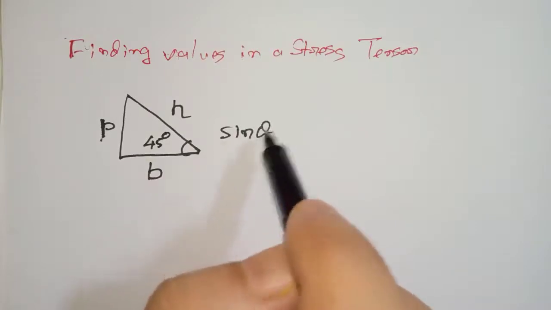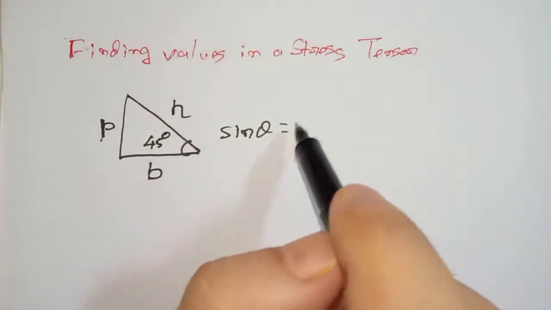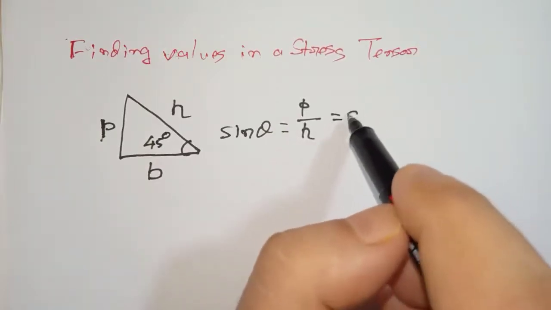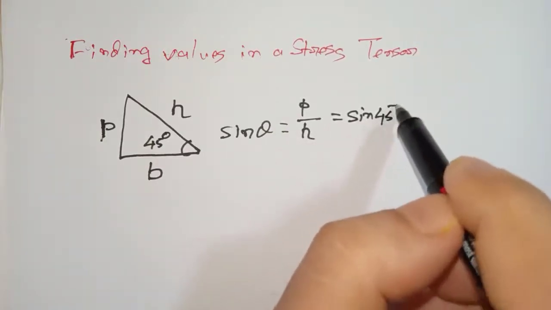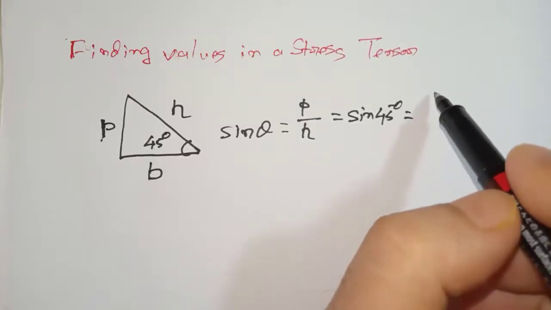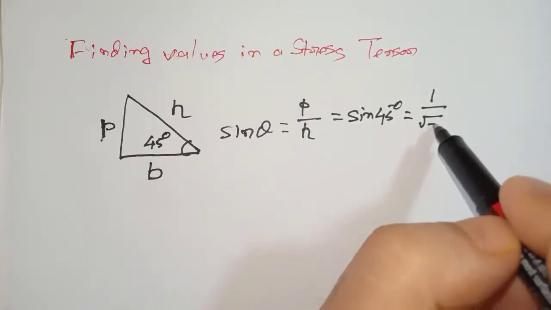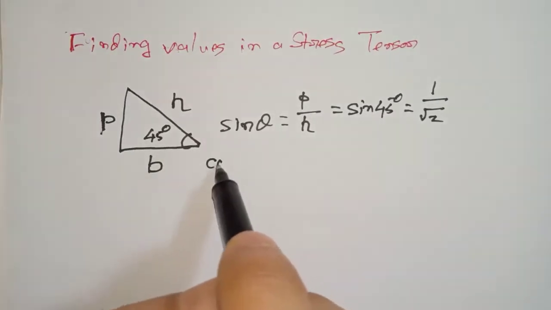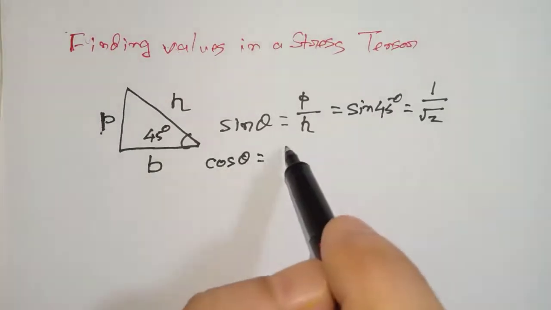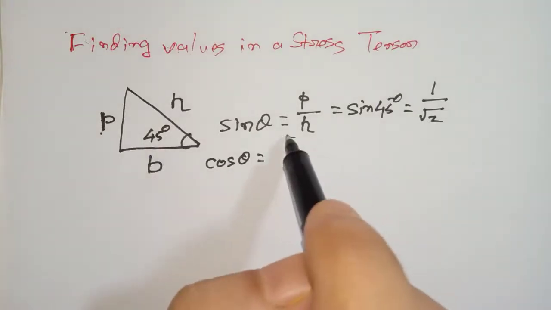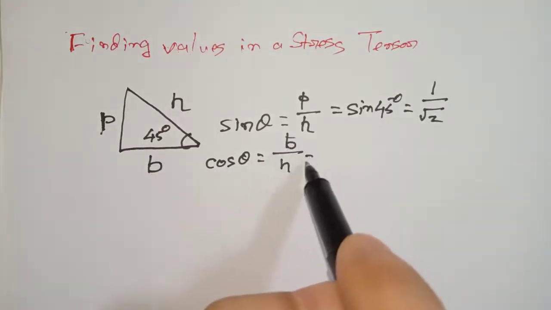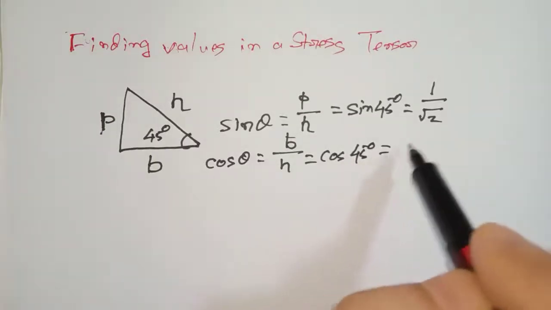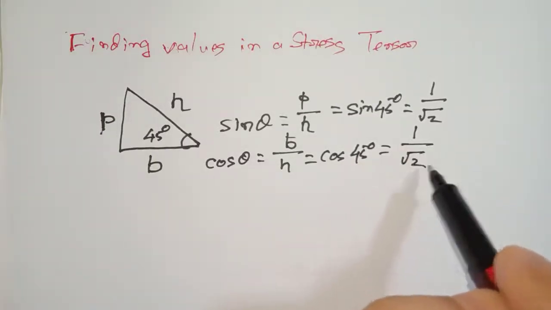We are going to find the sine theta of this angle, which equals perpendicular by height, which is equal to sine of 45, which equals 1 by root 2. I am taking a simple value so that I can make you understand. In the same way, if you want to find the cos theta of this angle, it would be base by hypotenuse, so we put it as b by h, equal to cos of 45 degrees, and it would be the same 1 by root 2, right?